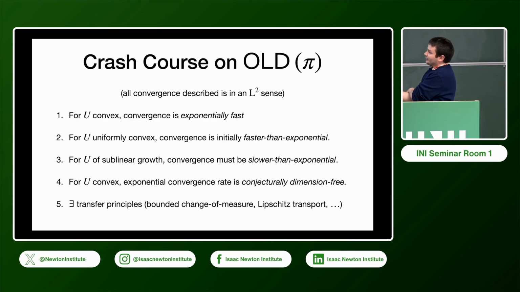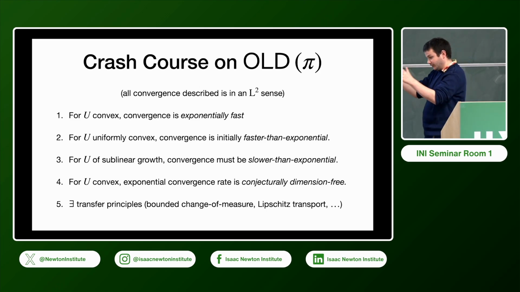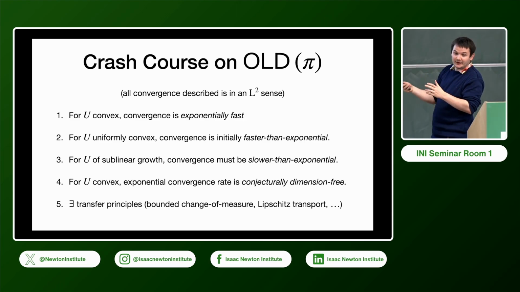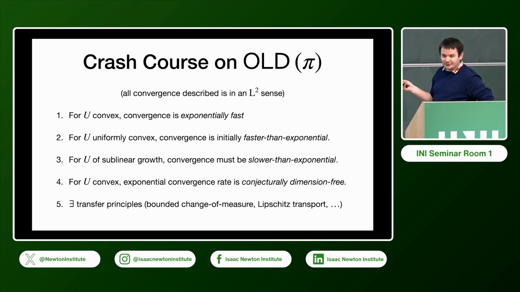And finally, something which is conjectural but pretty close to true at this stage, is that if U is convex, the rate of exponential convergence is conjecturally dimension-free, in the sense that if I have a log-concave measure and I reshape it to be isotropic, so the covariance matrix is the identity, then the rate of exponential convergence is a constant which doesn't depend on anything. Currently, this is proven up to a square root log d factor. Okay, so mathematically it's not true, but in terms of giving complexity bounds on algorithms, if you're going to complain about square root log d, that's a conversation to have another time.